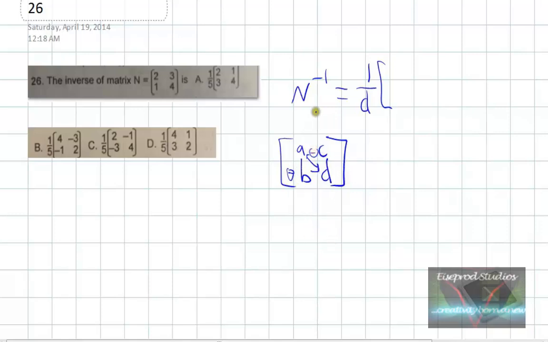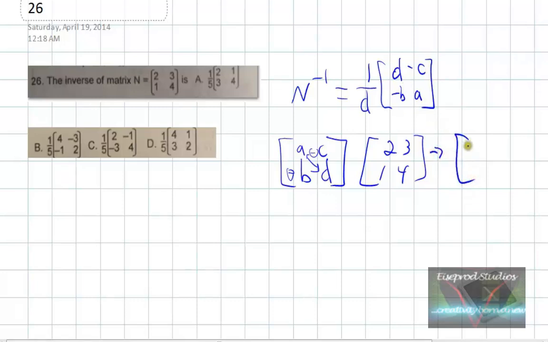So if the original numbers are 2, 1, 3, and 4, we're going to swap their places. So I'll write it up here. So this will become D, A, negative B, negative C. So this is going to change into 4 and 2, negative 3, and negative 1.